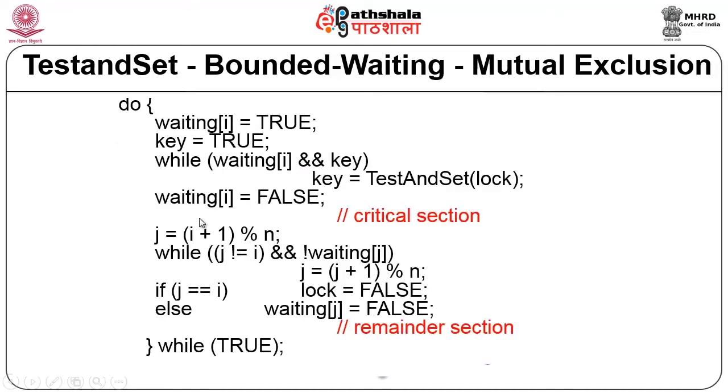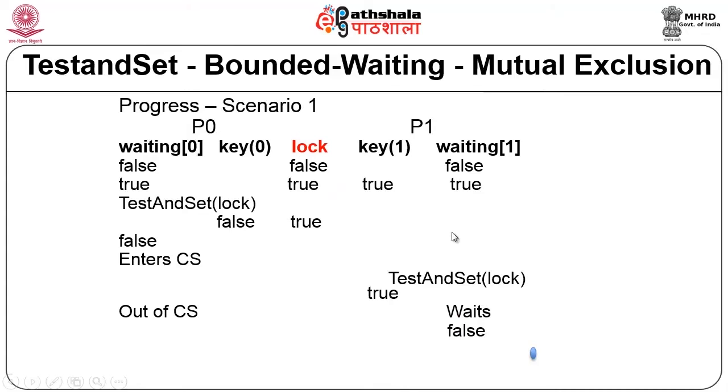P0 will now execute i plus 1. So, i plus 1 is actually 1, so j becomes 1. It will check if j is not equal to i, that is, j is 1 and i is 0. And it will also check if waiting[1] is true or not. So, here you can see that the value of waiting[1] is true. Okay. So, it is waiting.